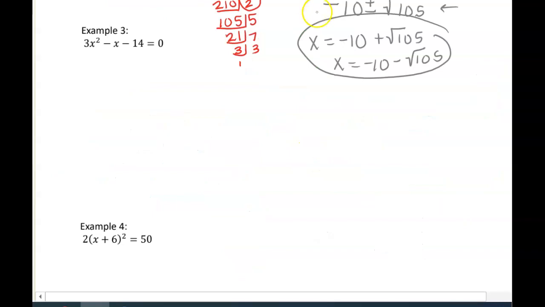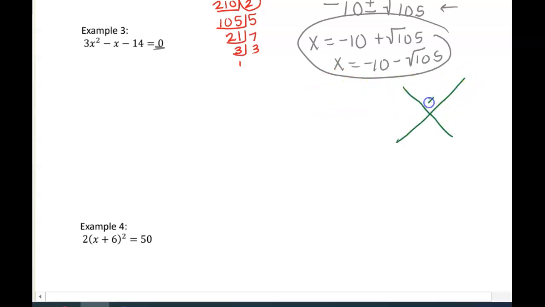All right, so let's look at example 3. Okay, well, I have it equal to 0, which is what I like. Now, my first goal is always to see if it factors. You may not realize it now, but as you get further into this class, you're going to realize factoring is the easiest. Okay, you're less likely to make a mistake and it's quicker.